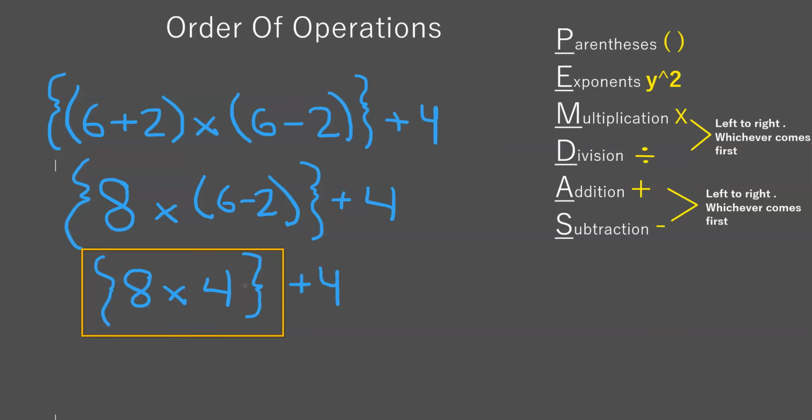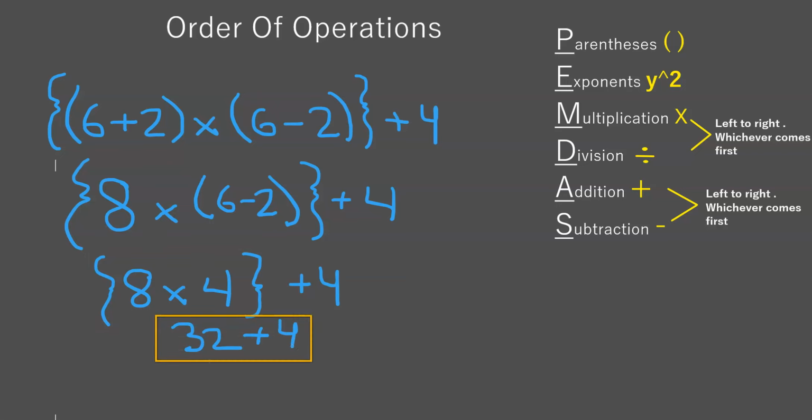Very good. Now we do what's in the braces, which act like parentheses, and that's multiplication. We have 8 times 4 is 32, and then 32 plus 4 is 36, and we are all done. And that wasn't so bad at all.